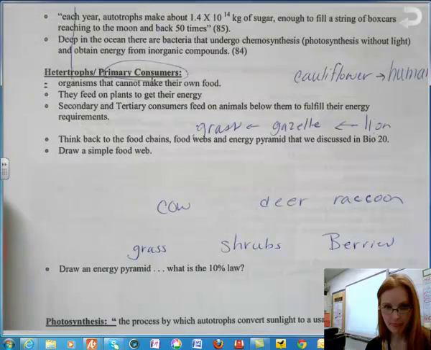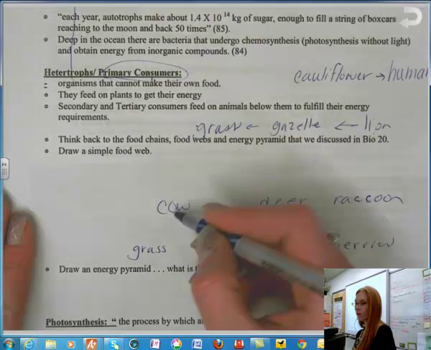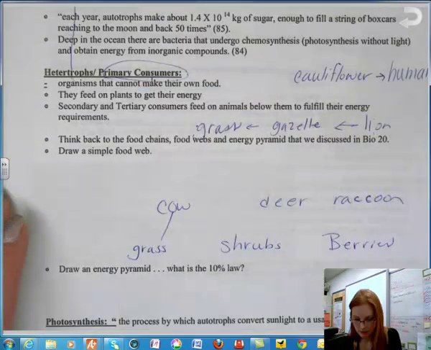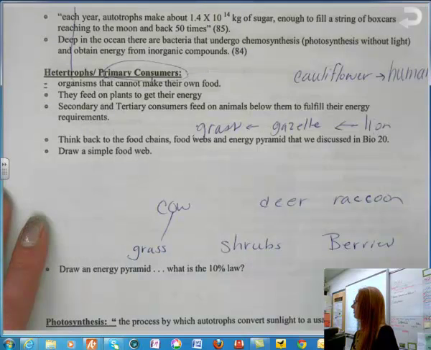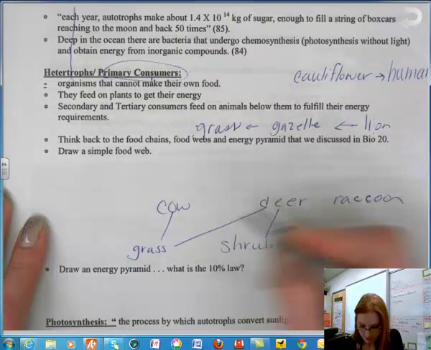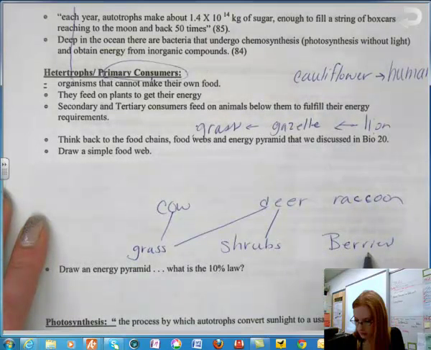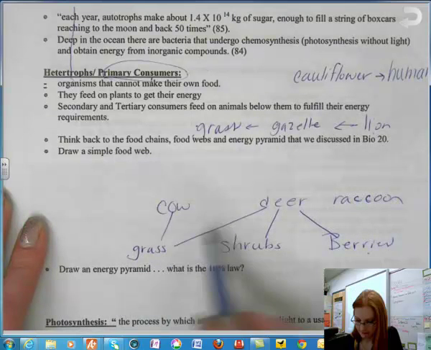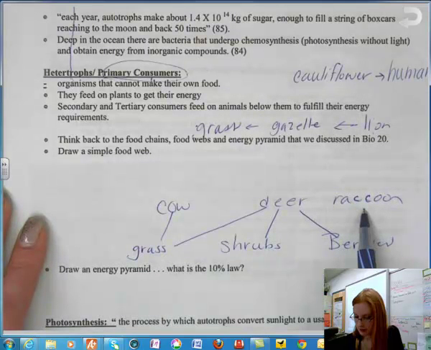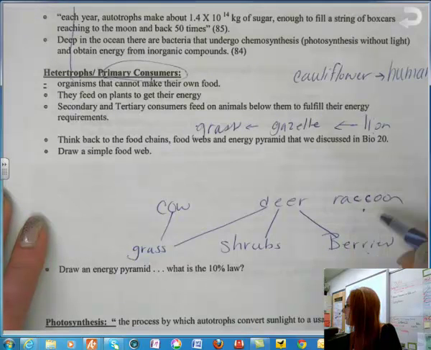Now, the cow can feed off of the grass. Cows commonly feed off of shrubs. Deer do. Okay, deer would feed off of grass. Deer eat berries. Oh yeah. Now, raccoons, what do they feed off of? Berries? They feed off of everything, is that what you said?